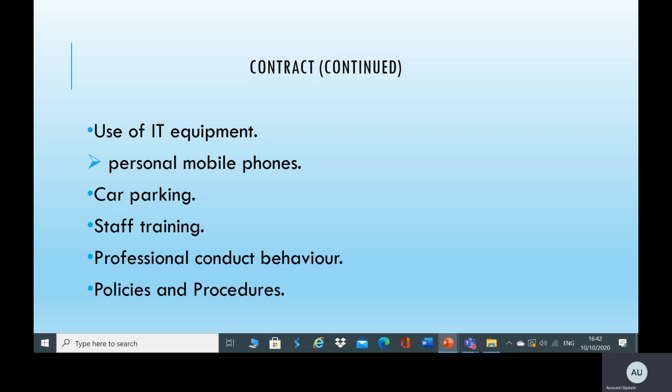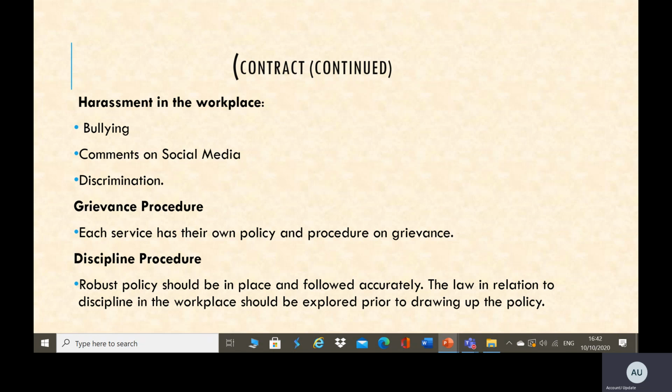Policies and procedures are to be read and followed, and you should make yourself familiar with them. That would be in a contract. An important part of contract and work would be harassment in the workplace. Bullying is frowned upon in all workplaces, and bullying will be dealt with by the instigator, and the victim would be helped. Comments on social media about a setting or a business are not to be made, and should never be, because you're only going to walk yourself into trouble.